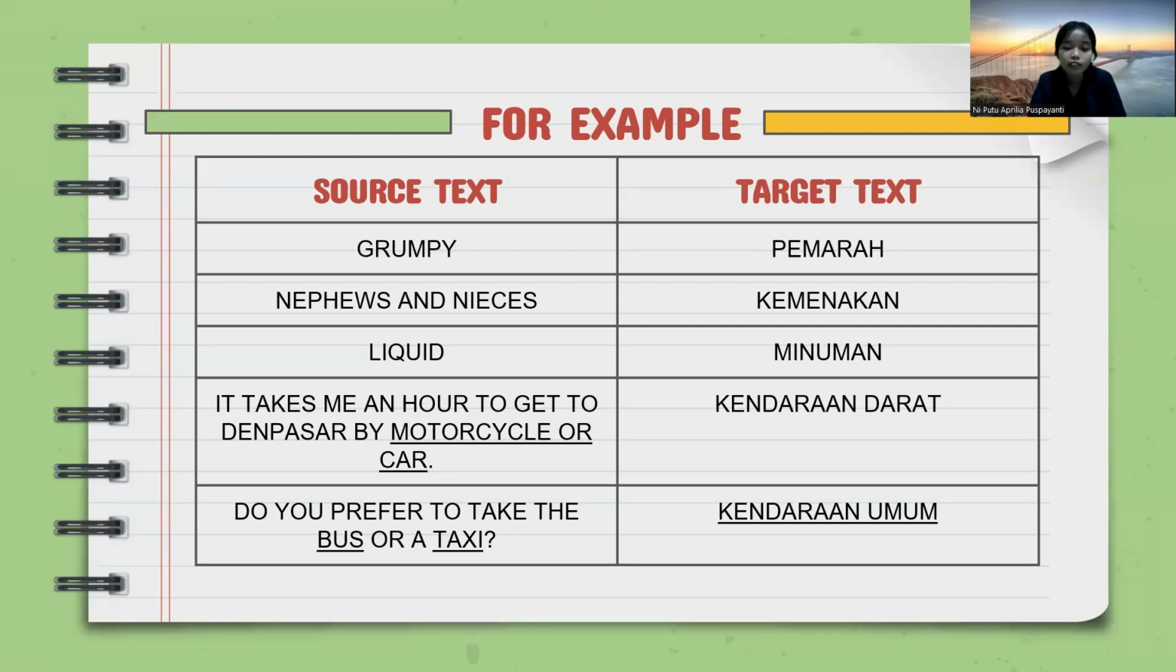Bus and a taxi, we can translate to kendaraan umum, right? So this is the same like a number 4. So we just need to translate the specific word into a general word. Okay, next slide.